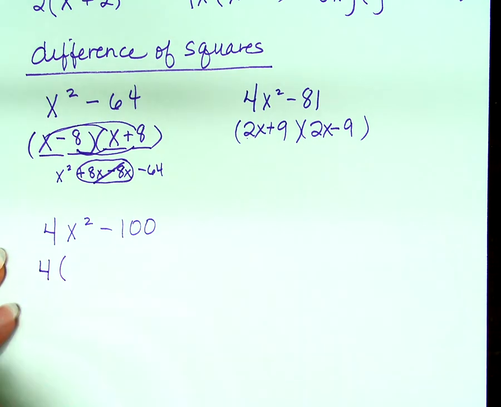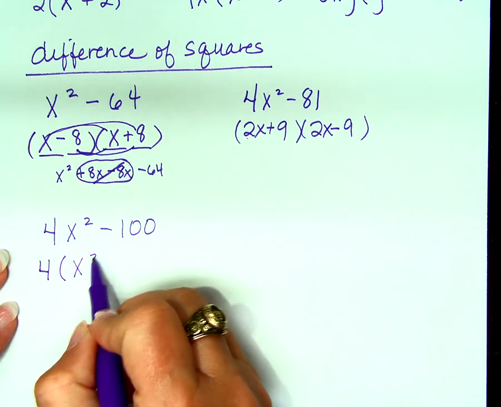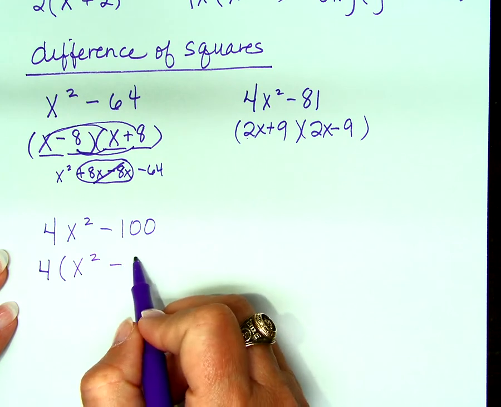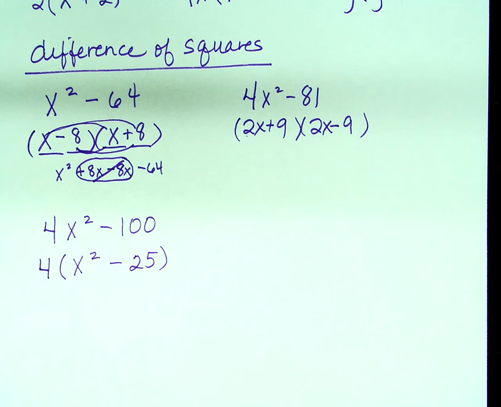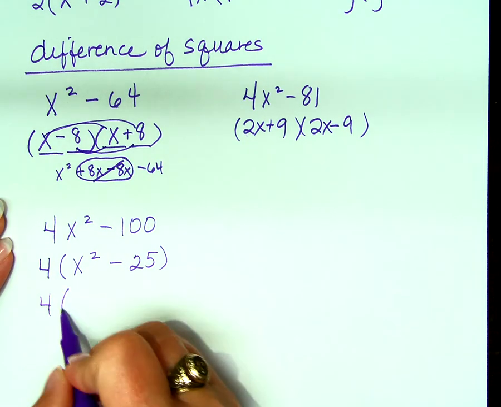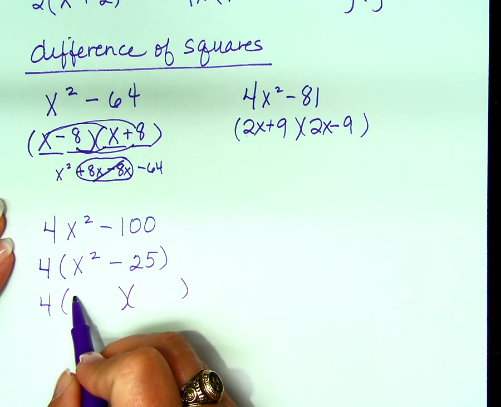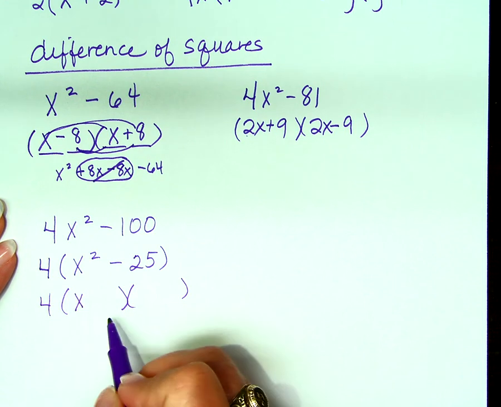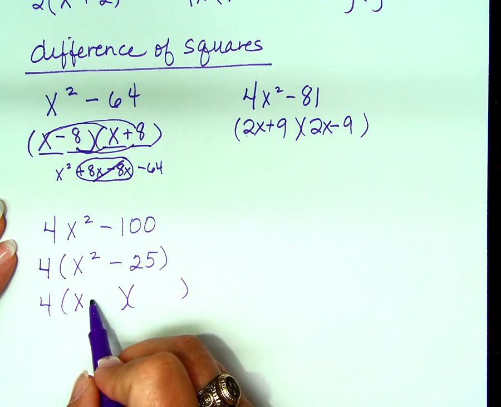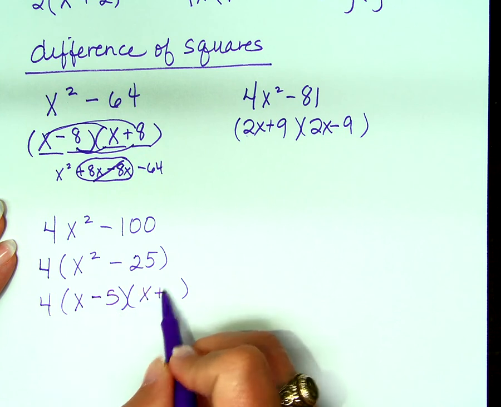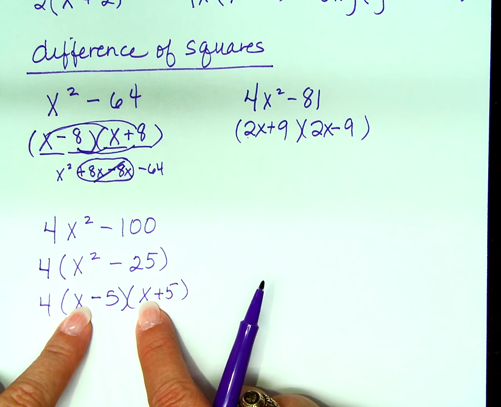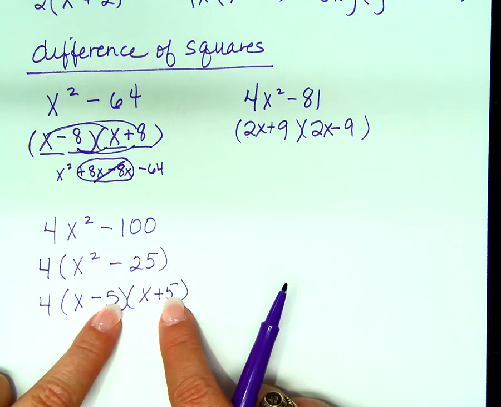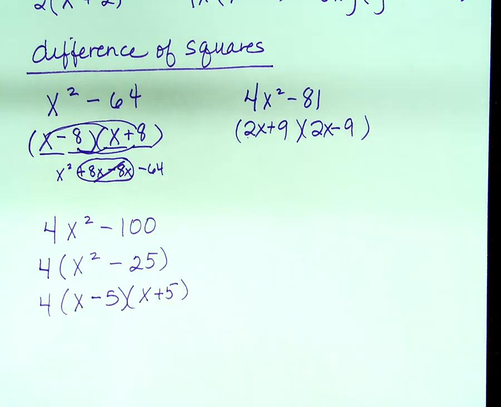Okay. What do I have left if I factor out a 4? X squared? 25. Good. Is this the difference of squares? Yes, it is. So what should my binomials say? X, 5. So x minus 5 and x plus 5? Because the square root of the first goes at the beginning of each binomial. The square root of the last goes at the end of each binomial, and they are opposite signs.